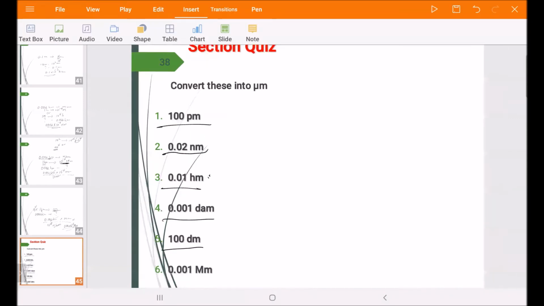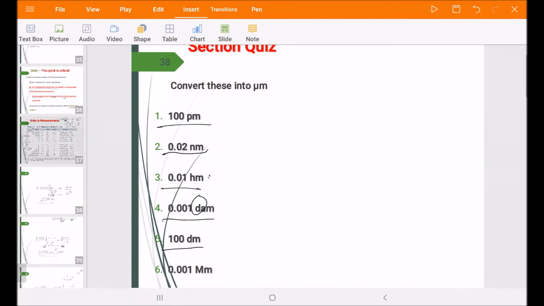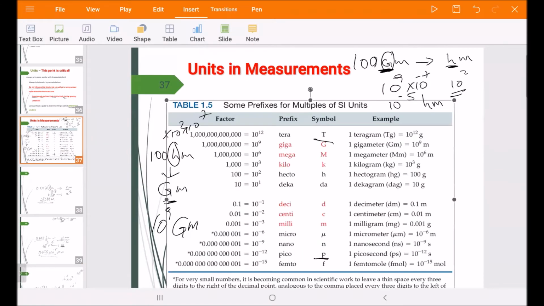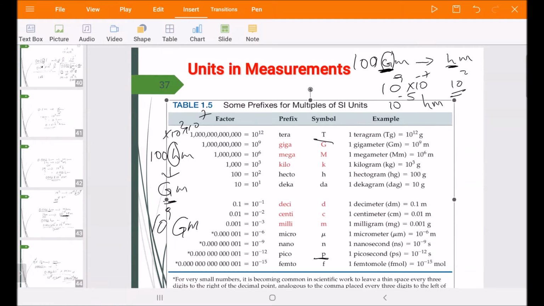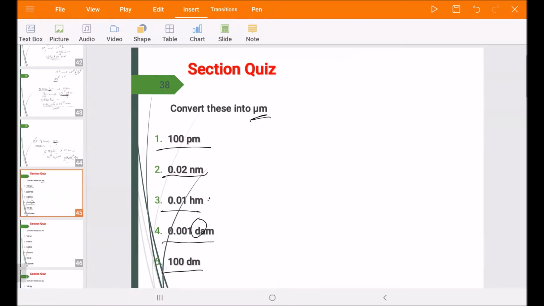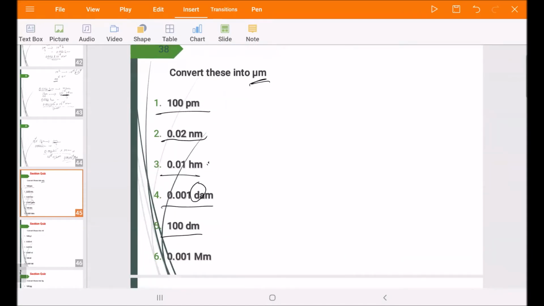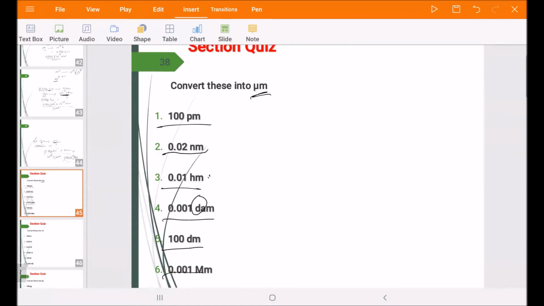Question five. D-A-M, decameter, convert to micrometer. Convert decameter to micrometer. Last question.